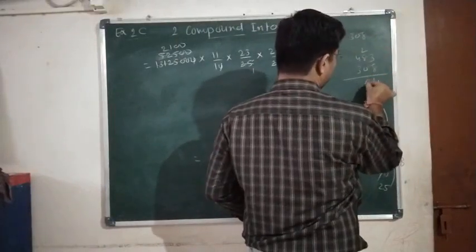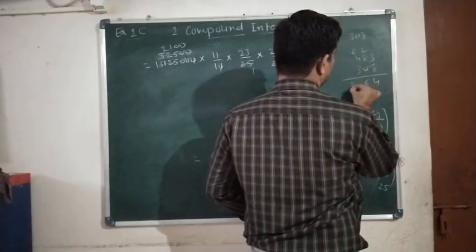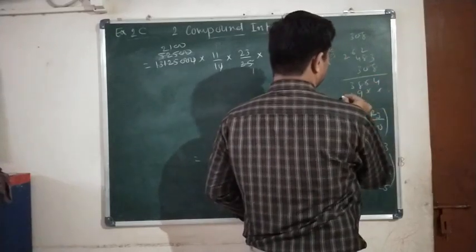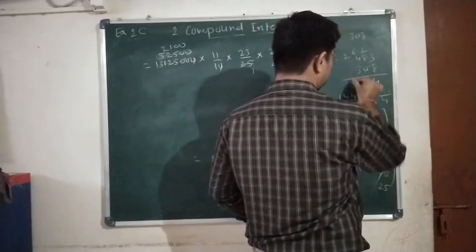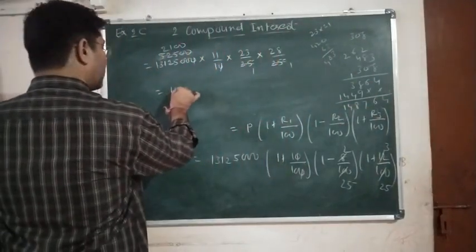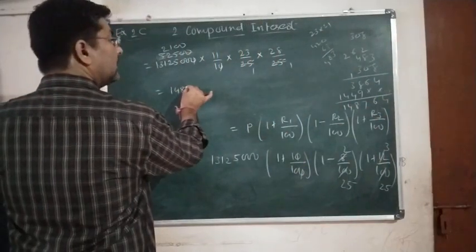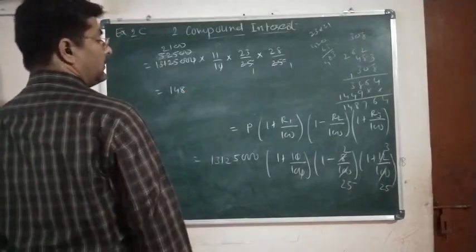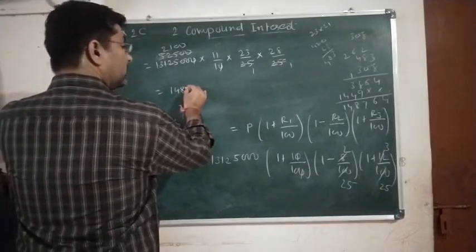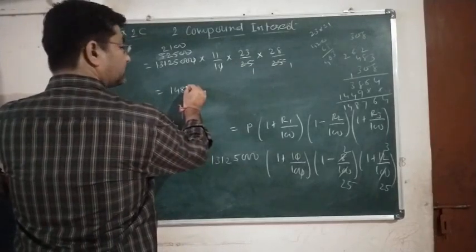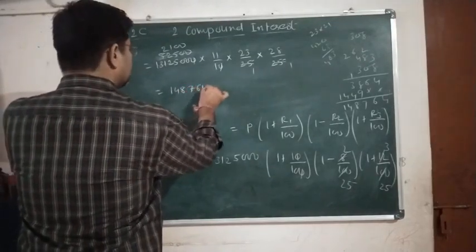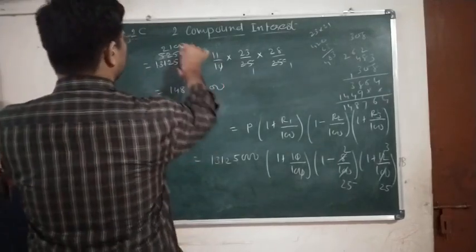24, 8 8s are 64, 66, 3 3s are 9, 3 8s are, okay, so 4 6 8, so 148,764, 1 crore 48 lakh, 148,764. 764 and two zeros. Yes or no? Two zeros are to be placed.